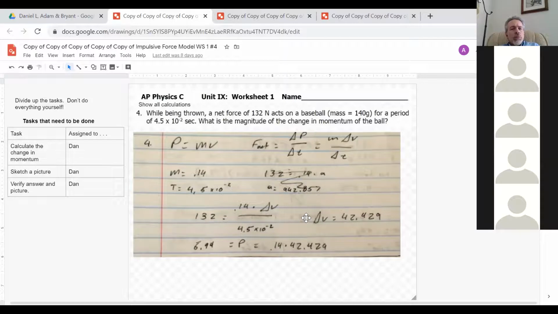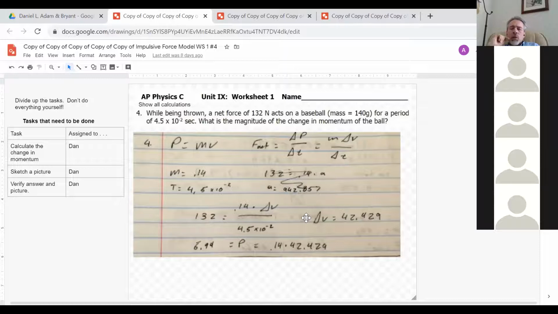How did you get that answer? Oh, you got it by taking 0.14 times 42.42. Is that it? Well, I did 132 times 4.5 times 10 to the negative second, and that gave me delta V, and then to find what P was, I took the mass, which is 0.14, times the velocity.